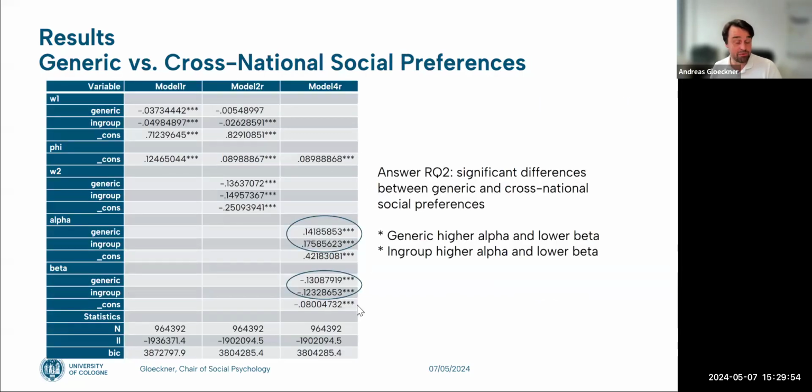So concerning our first research question, Model 4 seems to be promising. And concerning our second research question, here I would ask you to focus on Model 4, which is basically the SPW model. You see, we just put in some indicators or some variables which predict alpha beyond the constant. It's a dummy variable. It just indicates whether it's generic social preferences or cross-national social preferences. And we see some significant effect here, and also for beta. So in generic social preferences, the alpha seems to be higher, so people seem to be more pro-social to an unspecified stranger than in the cross-national interactions, but they also seem to be more competitive to this unspecified stranger.